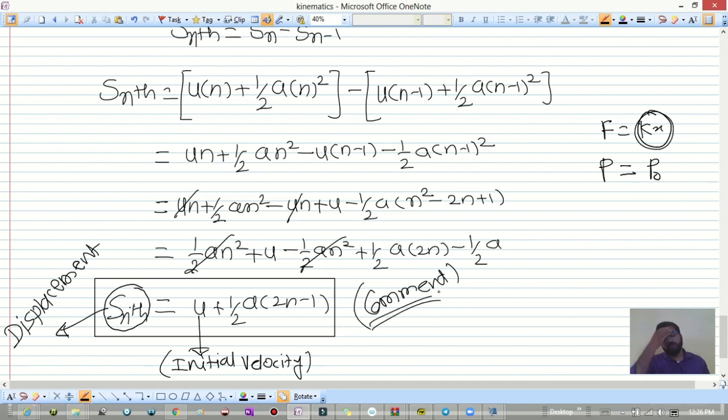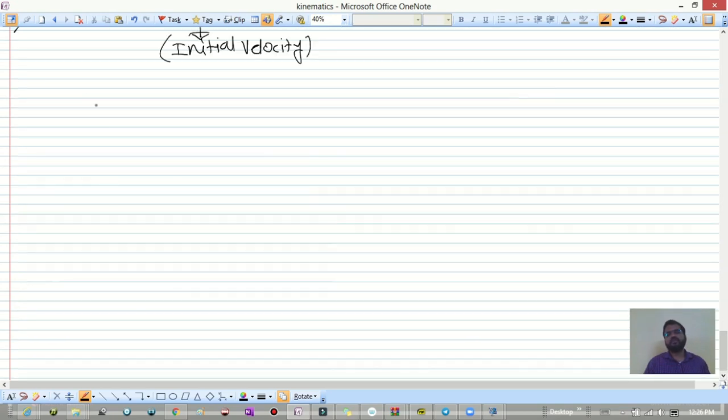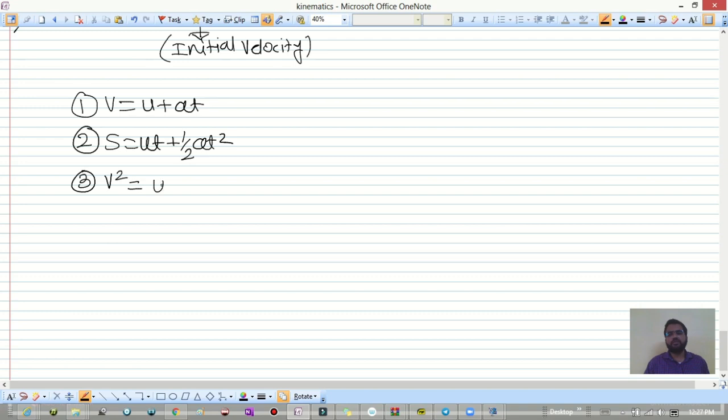Okay, so this is the displacement in nth second, that is u plus 1 by 2 a into 2n minus 1. So what we have seen: the first equation, v is equal to u plus at. Second equation, s is equal to ut plus half at squared. Third equation, v squared is equal to u squared plus 2as. Fourth equation, s_nth, which is just the corollary of the second equation, s_nth is equal to u plus 1 by 2 a (2n minus 1). So these are the four equations we have.